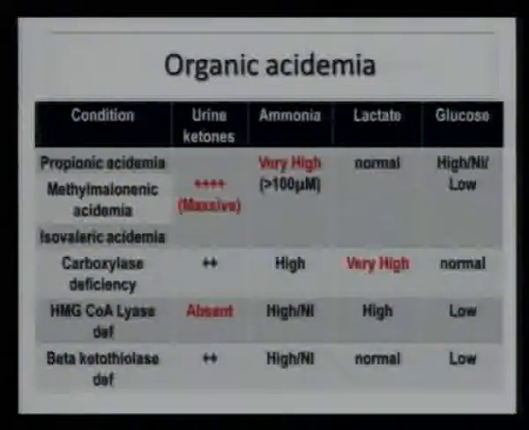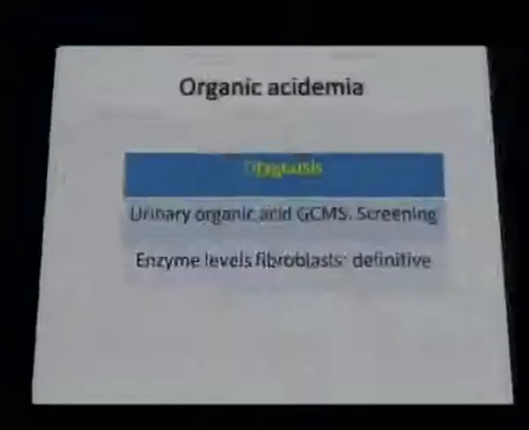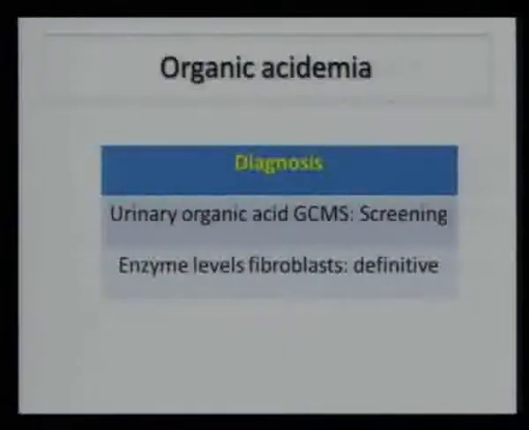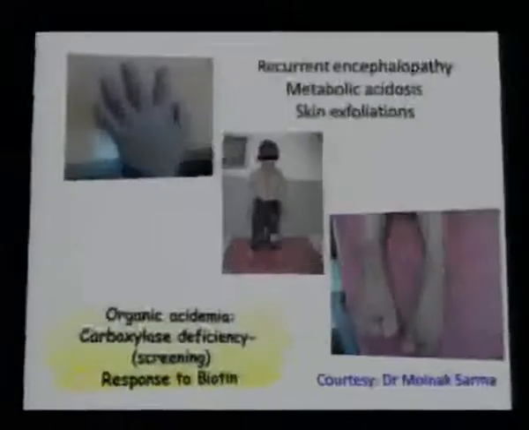And here, this is how the distinctions among the different groups can be made, based on urine ketones, ammonia, lactate, and glucose levels. So the screening is by the urinary organic acid GCMS, which is available in India. Enzyme level in fibroblasts is a definitive test, which is not available here.